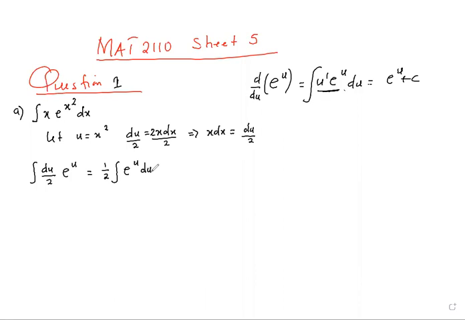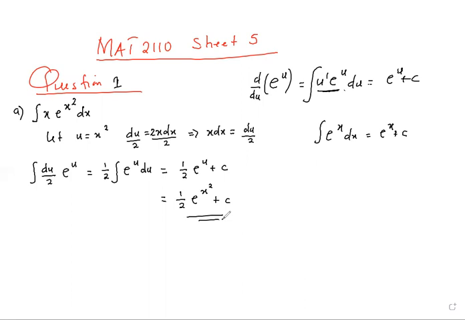Isn't it? Yeah, and then the integral of this is what? Let's see. What's the integral of e to the x dx? It is e to the x plus C. So the integral here is half e to the u plus C. But what is u? u is x squared. This is the solution.